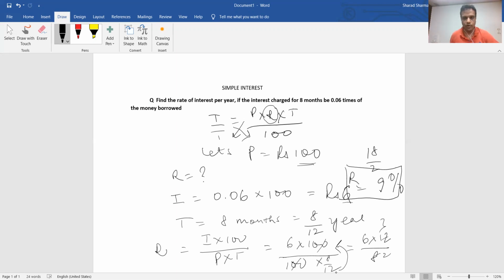The most important thing we have to remember is that we have to put in everything we know that is given in the question. Just put in everything and then see what we have to find. We have been given I, we have been given T, and we have to calculate R. We have assumed the principal as 100. I hope you could understand this.